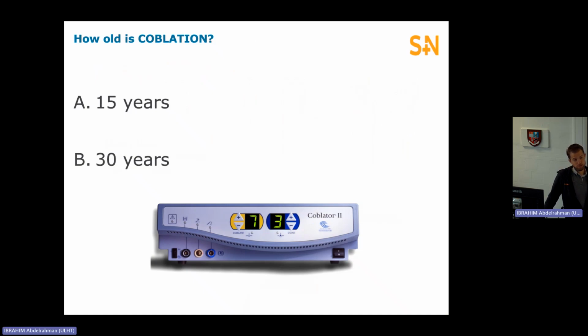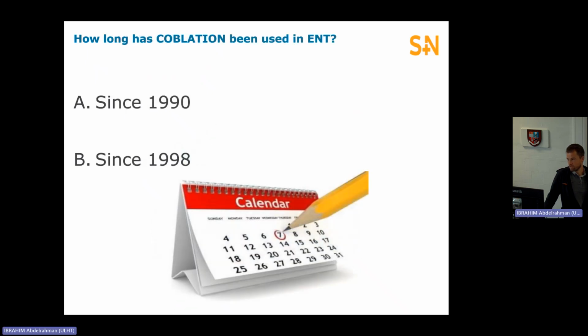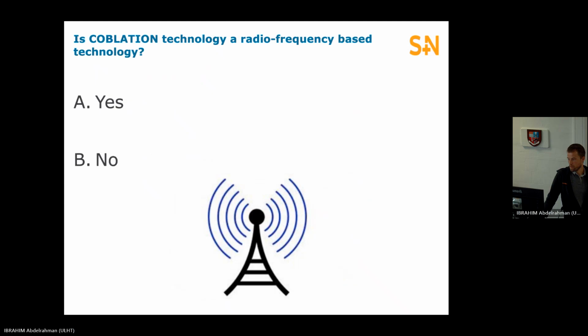So first of all, I just want to have a look at the room. How old do we think coblation generally is? Not just in ENT, but as a concept, as a technology. Do we think it's 15 years or 30 years? 30, yeah, correct. Okay, so how long has it been used in ENT though? It's 1998. It first came into orthopedics, and we still see it to this day used in sports medicine and arthroscopy procedures. It came into ENT about 1998, so it's been around a long time.